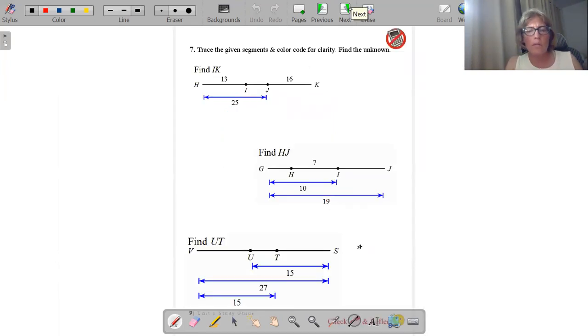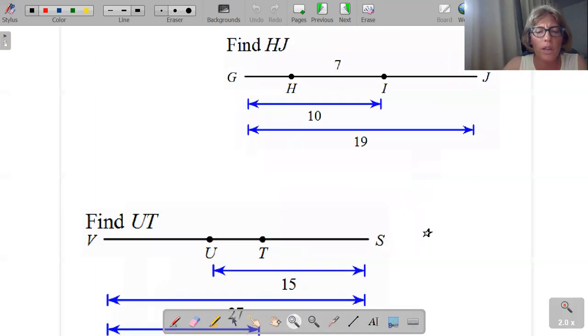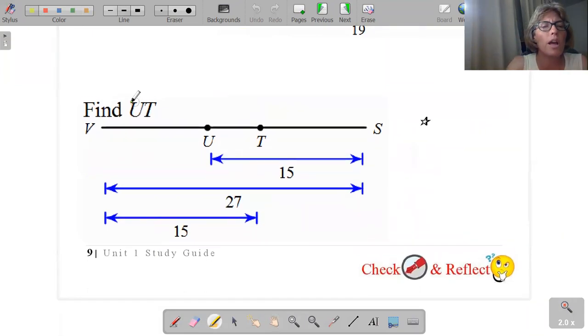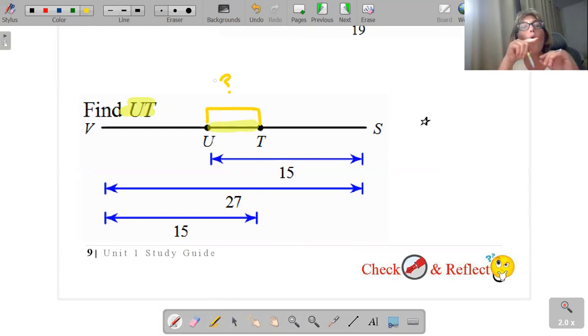Taking a look here, use magic fingers. With your fingers on the diagram touching, making little brackets, color coding is very helpful. We're going to get you started on this one down here. First, you identify what you're trying to find, which we're going to try to find UT. Put a little question mark there.